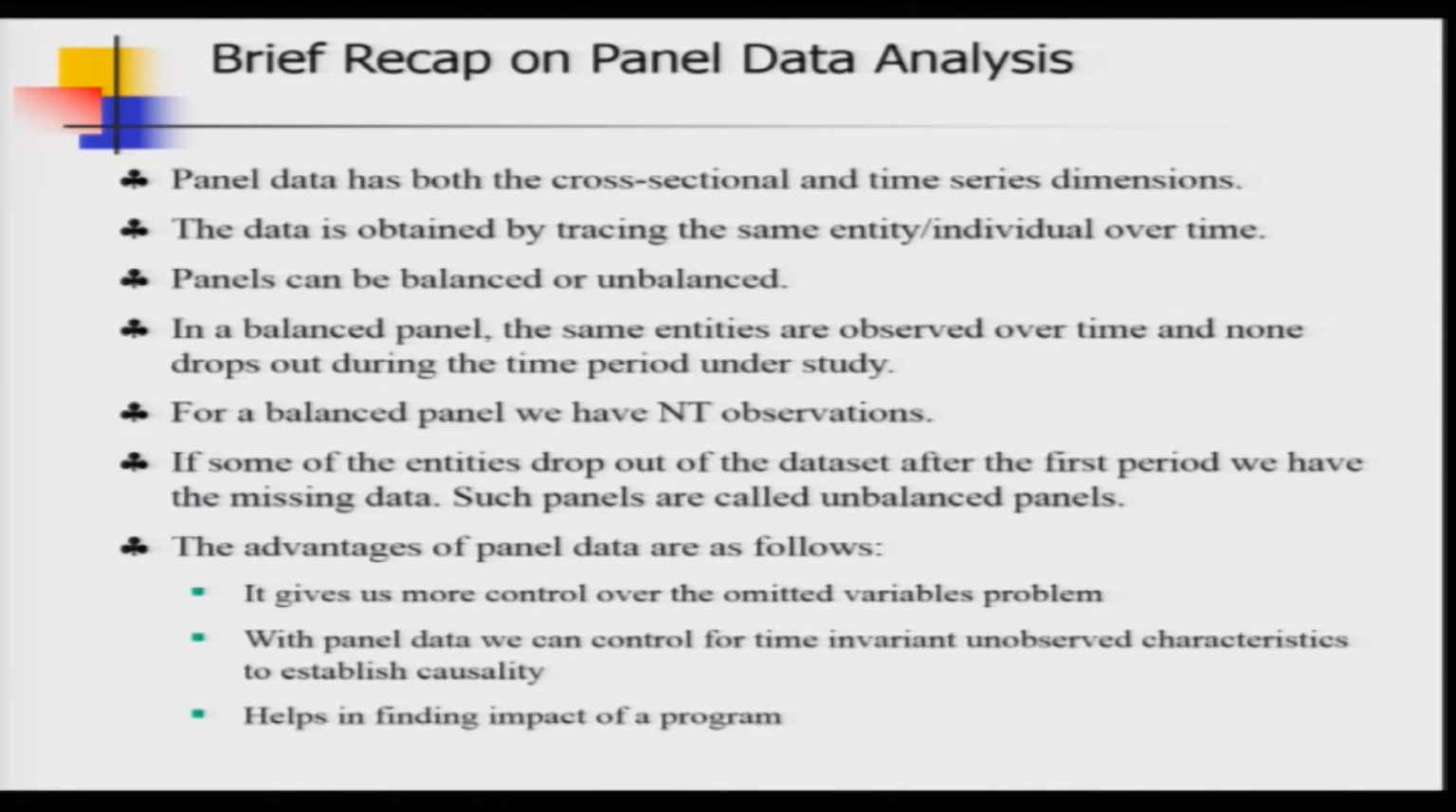this panel data helps us in finding the impact of a program. Now, what do we mean by the impact of a program? There could be a medical experiment where, in a certain lab setup, you have a treatment group and a control group, and the treatment group receives a particular treatment or some kind of drug, and then you check what is the impact on the treatment group after you have implemented some treatment on them.